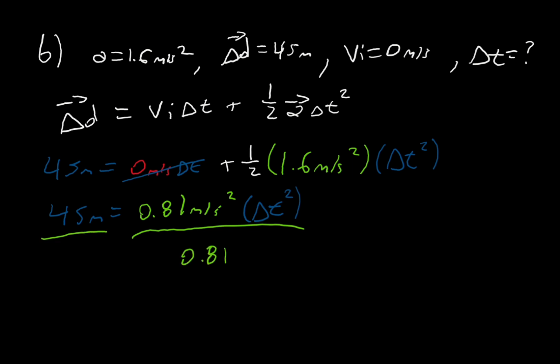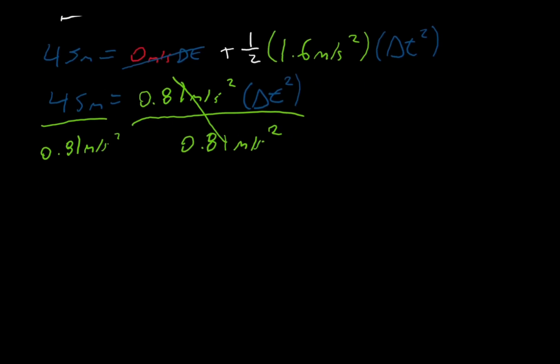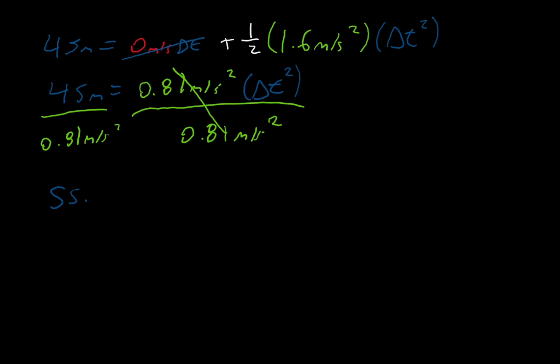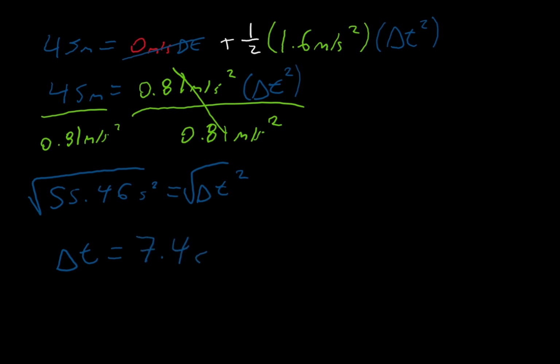And next we're going to divide out the 0.81 meters per second squared to isolate for time on this side, giving us about 55.46 seconds squared equals time squared. So to find our time, we're going to take the square root of both sides, giving us a final answer for our time as 7.4 seconds, rounding to two significant digits.